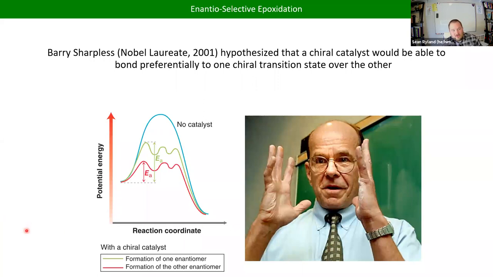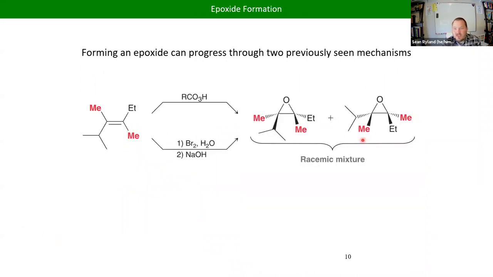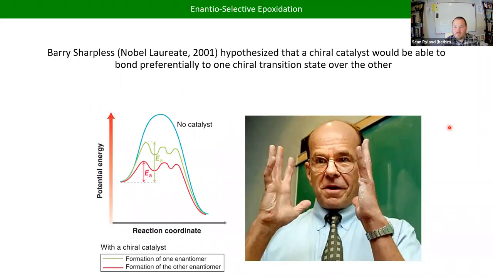We're going to talk a little bit about historical chemistry. This guy's got a funny looking picture on Wikipedia. His name is Barry Sharpless. And he won a Nobel Prize because he was actually able to show that instead of making the racemic mixture, instead of making a 50-50 mixture of these two compounds, if you used a catalyst that was chiral, you favored one compound over the other. So he was actually able to take a mechanism that normally gives you a 50-50 mixture of the R and the S, and he was able to show that you can preferentially make one chiral molecule over another.